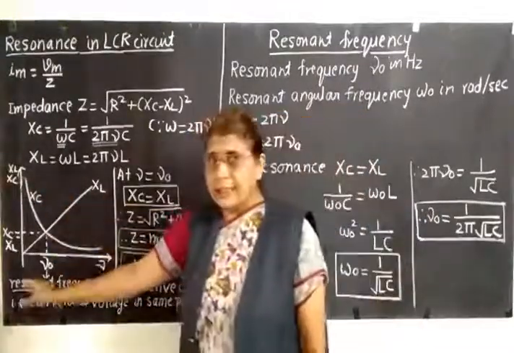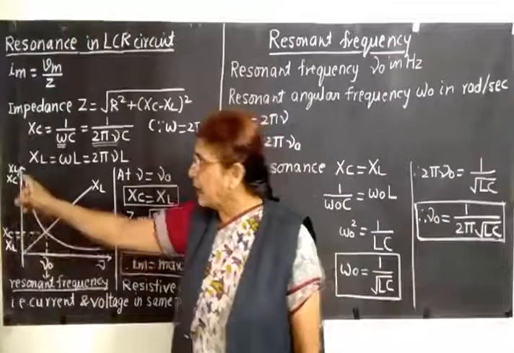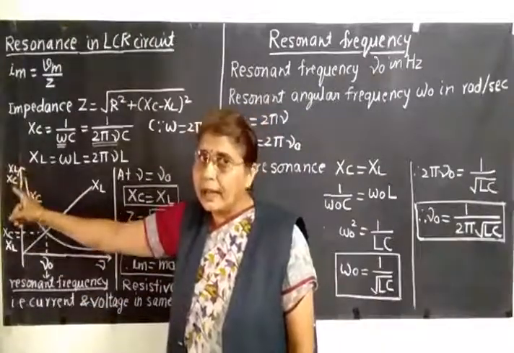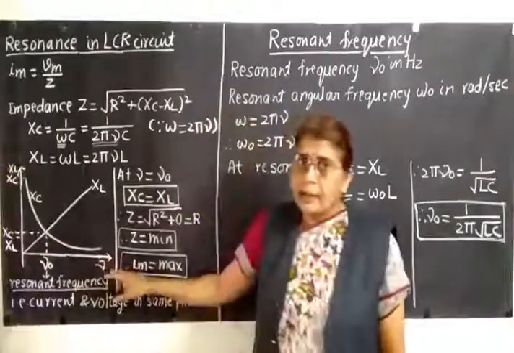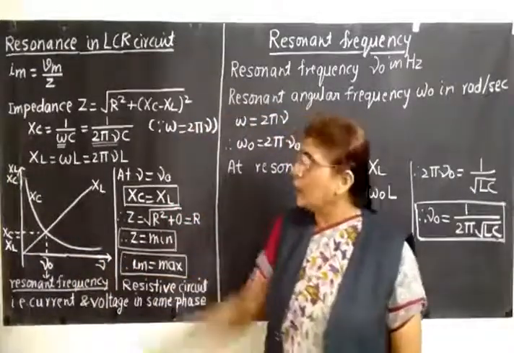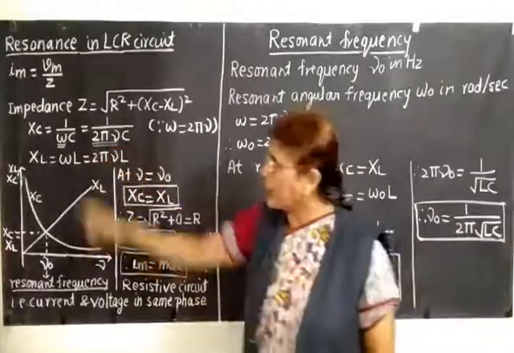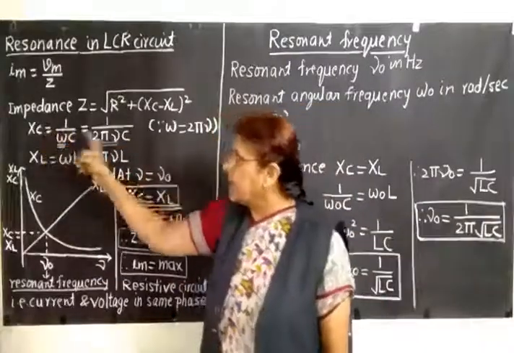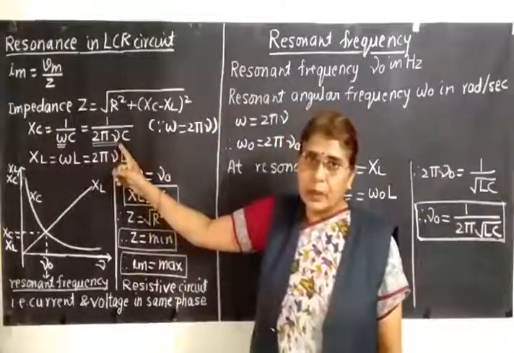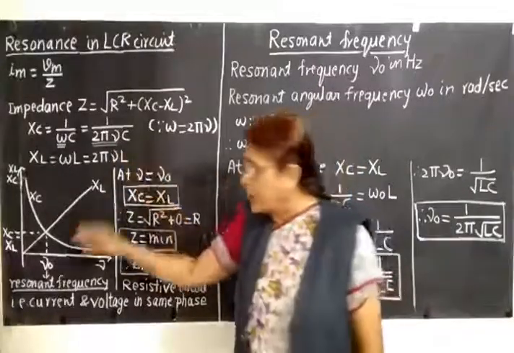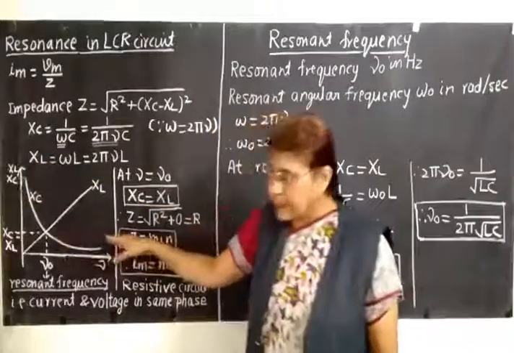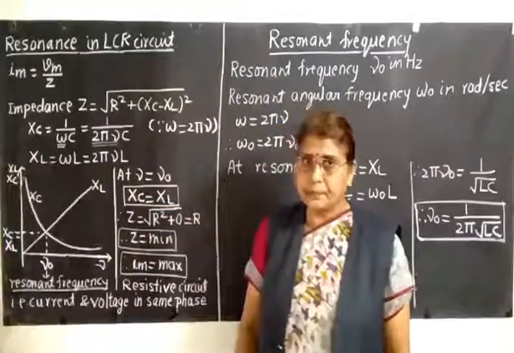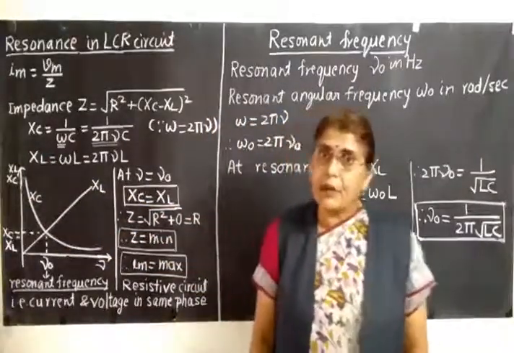On the y-axis, we shall take the reactance, capacitive reactance and inductive reactance. On the x-axis, we shall take the frequency nu. Now observe the two expressions. You can observe that Xc is inversely proportional to nu. What is the meaning? As nu increases, Xc goes on decreasing along a curve like this. This is Xc graph.